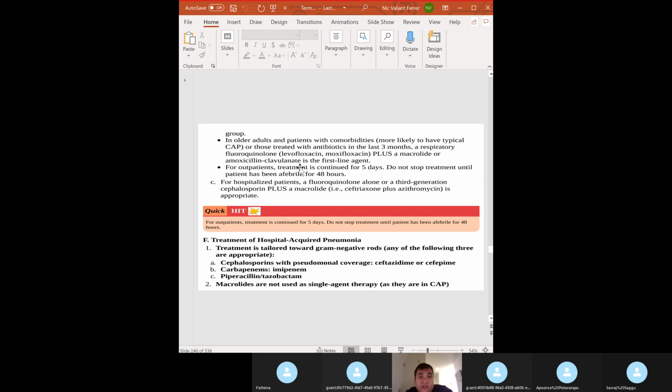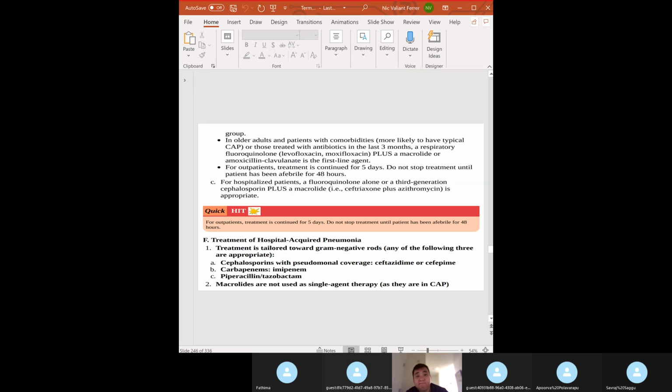So for outpatient, treatment is continued for 5 days, okay? How about for a hospitalized patient? You give a fluoroquinolone alone or a third generation cephalosporin plus a macrolide. Example, ceftriaxone plus azithromycin. So basically, if they are outpatient, you need to stratify them according to age.